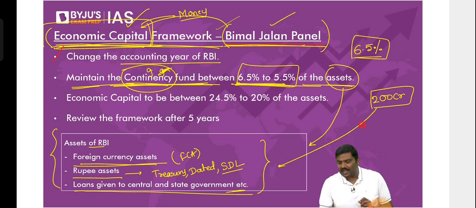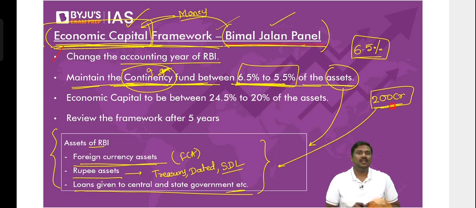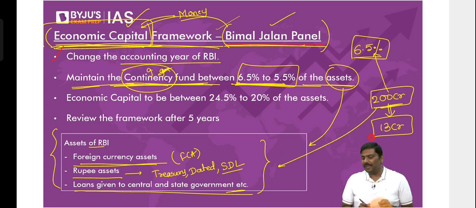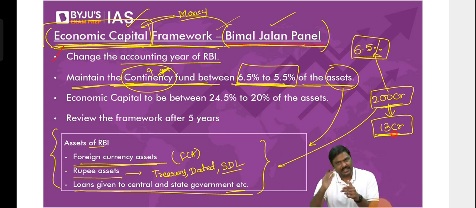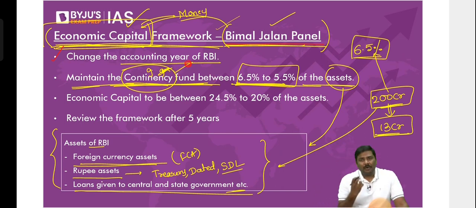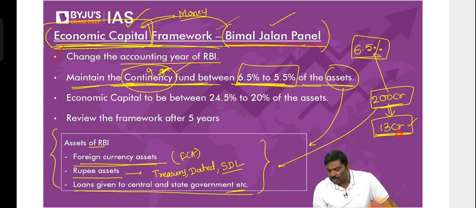Assume the value of the assets held by RBI is equal to 200 crore rupees. Now when you have 200 crore, if you calculate 6.5% of 200 crore, how much will that become? 13 crore rupees. That is 6.5% of the total assets held by RBI. Now the amount of money that you keep in the contingency fund should not be more than 13 crore rupees.